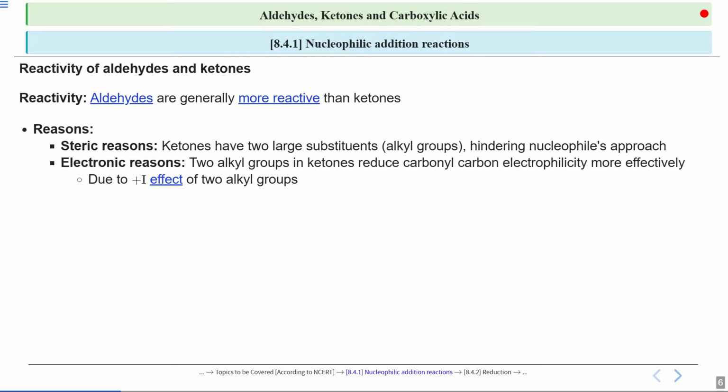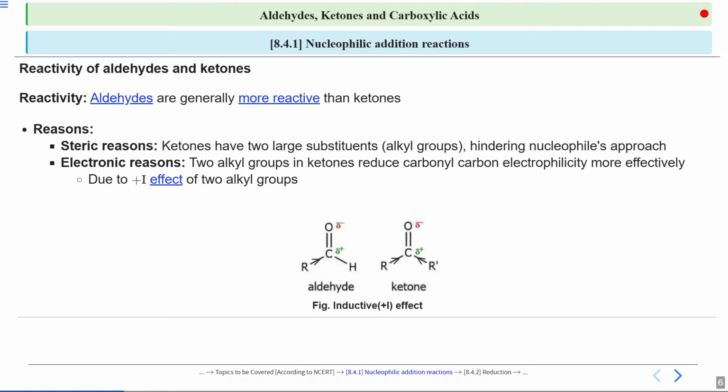Okay, this is known as the inductive effect, where the electron donating groups decrease the electrophilicity. So in ketone, we have two alkyl groups which reduce the reactivity of the carbonyl carbon compared to aldehydes. And in aldehydes, we have only one alkyl group.